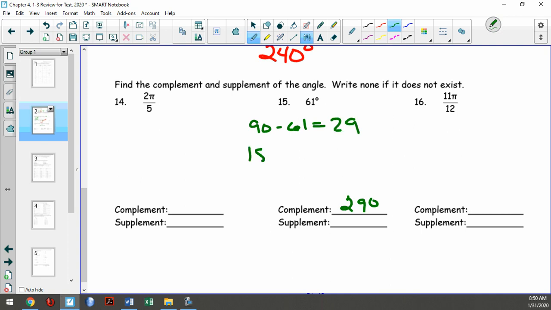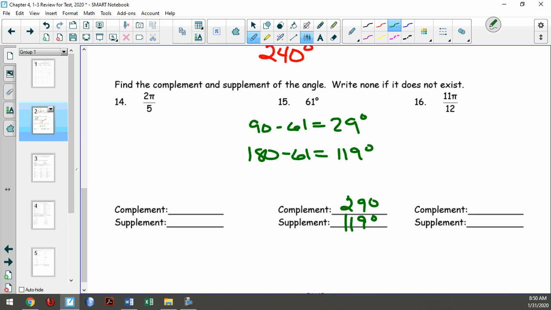The supplement is 180 minus 61, and that's going to give you 119 degrees. So that's super easy when I give it to you in degrees. But what happens whenever I give it to you in radians on number 16?